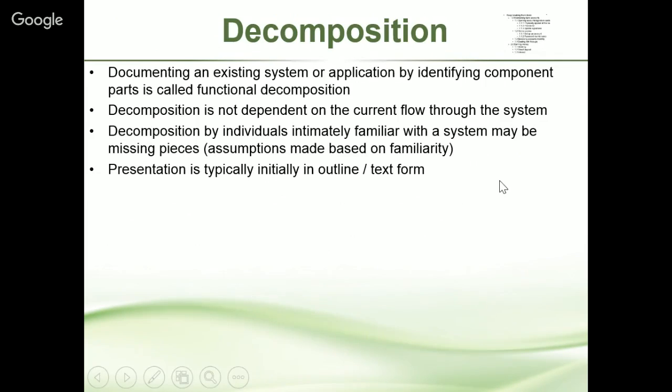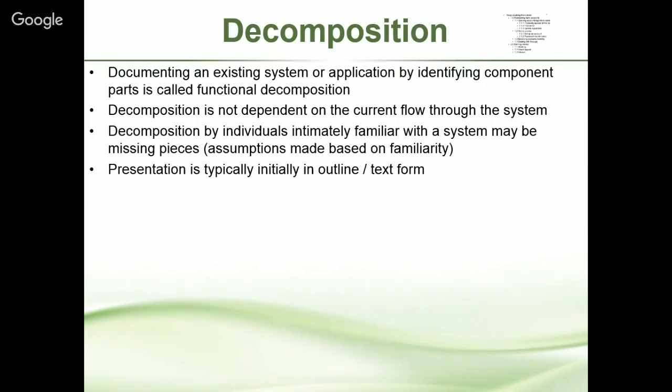Usually the presentation, at least at first, is in an outline form and it has text. So what you're trying to do here is not completely document all the details of the system. You're not writing a manual. You're not writing help. You are understanding what the functions are. You're understanding what this application provides. And so usually the fastest, easiest, and most understandable way of doing that is in an outline form.